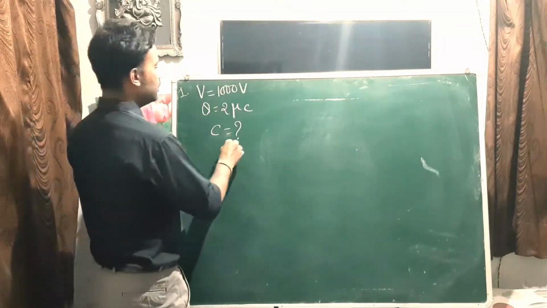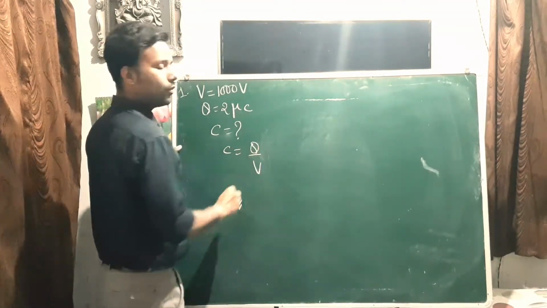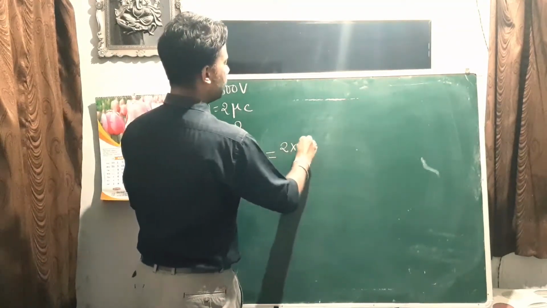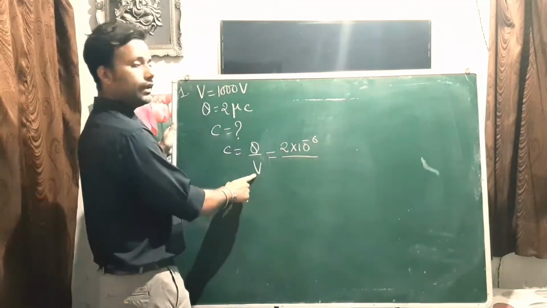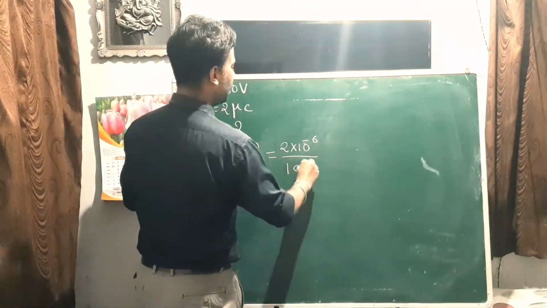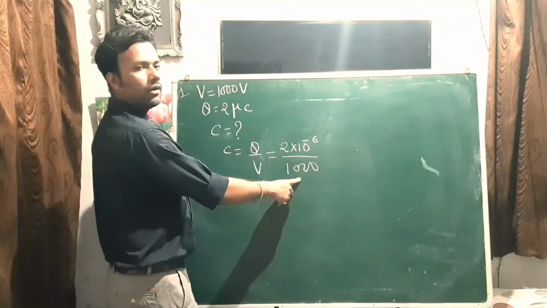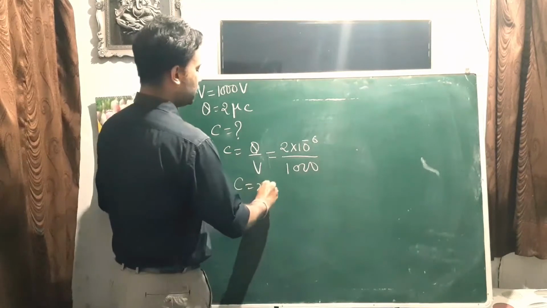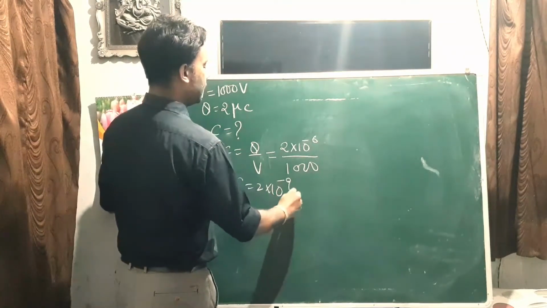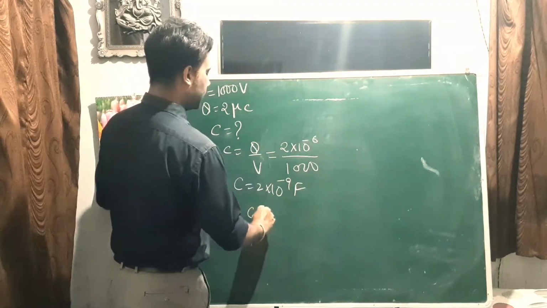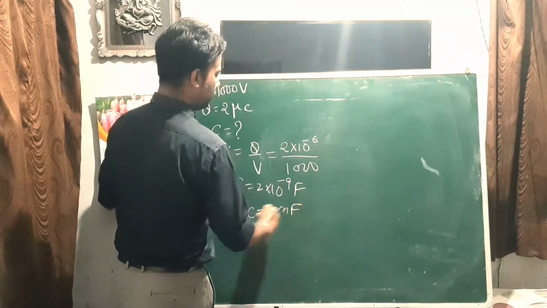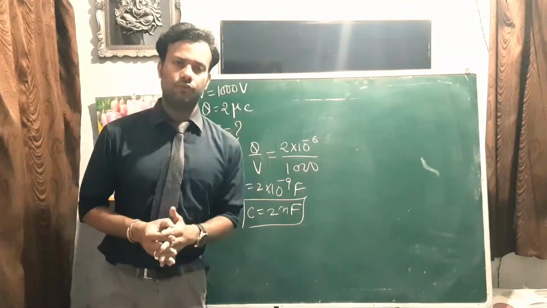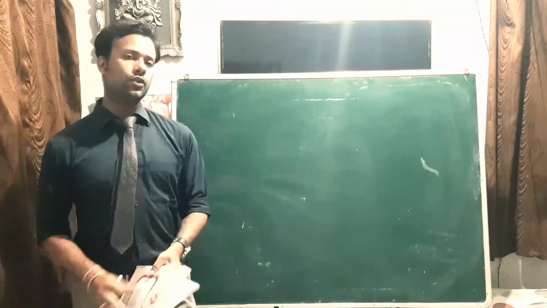So we know that, simple, C is nothing but Q upon V. Q is 2 microcoulomb, 2 into 10 to the power minus 6, and V is 1000, that means this will be 10 to the power 3. When it goes up, it will become 10 to the power minus 3. So C will be 2 into 10 to the power minus 9 farad, or simply 2 nanofarad. So this is quite an easy numerical, just based on the formula. Let's see another numerical. Let's see question number 4.